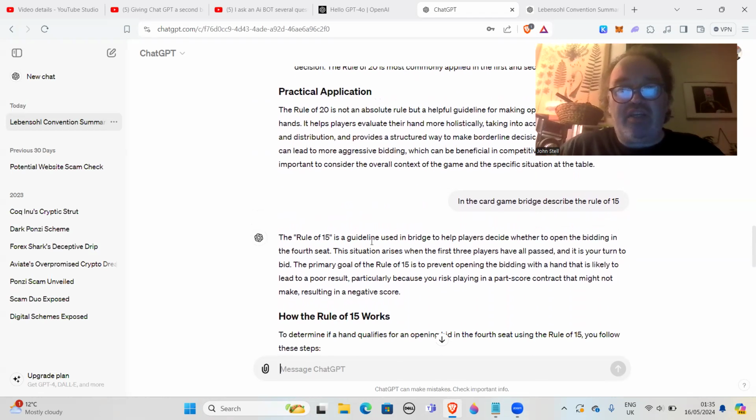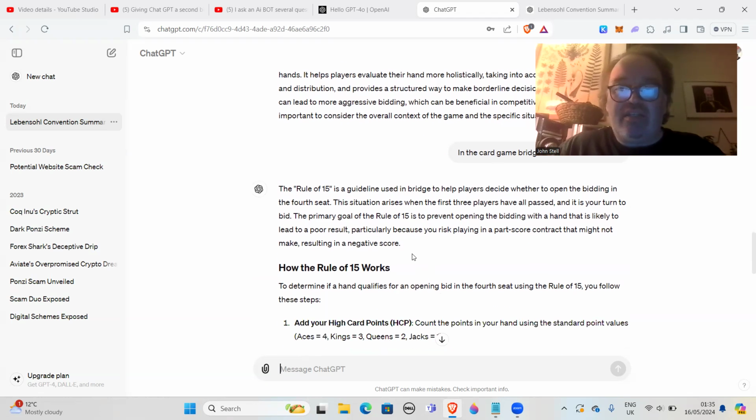Okay, so the rule of 15 is a guideline used in Bridge to help players decide whether to open the bidding in the fourth seat. Yes, correct. This situation arises when the first three players have all passed and it is your turn to bid. The primary goal of the rule of 15 is to prevent opening the bidding with a hand that is likely to lead to a poor result, particularly because you risk playing in a part score contract that might not make, resulting in a negative score. That's not really quite it, actually.